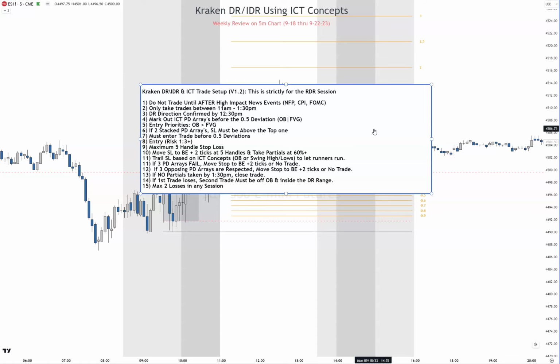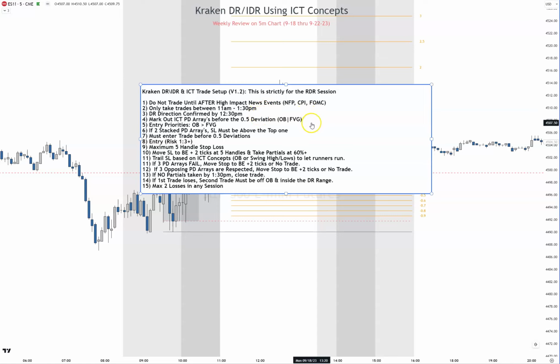So I do not take a trade until after the high impact news events, NFP, CPI, or FOMC. On FOMC, I don't even trade that day because it needs to be after it, and that's in the afternoon session, like it is this week, so that's a no trade day for me. Only take trades between 11 a.m. and 1:30 p.m. DR direction confirmed by 12:30.